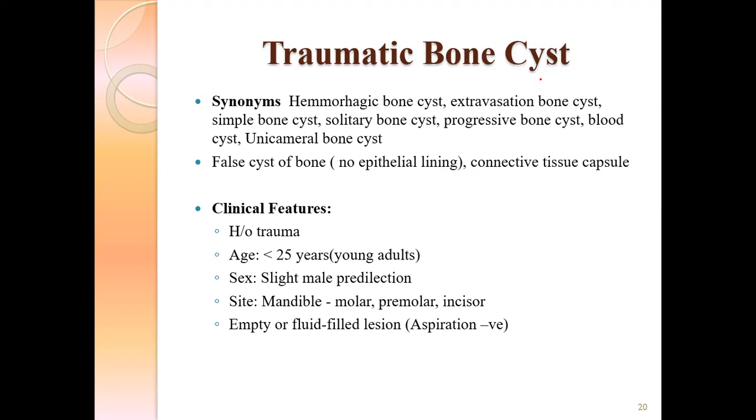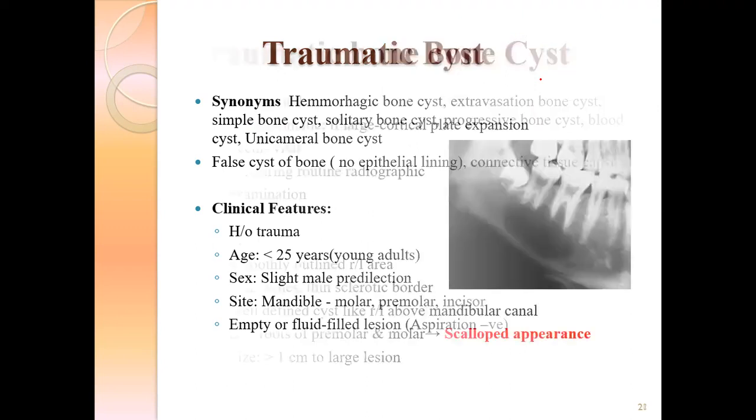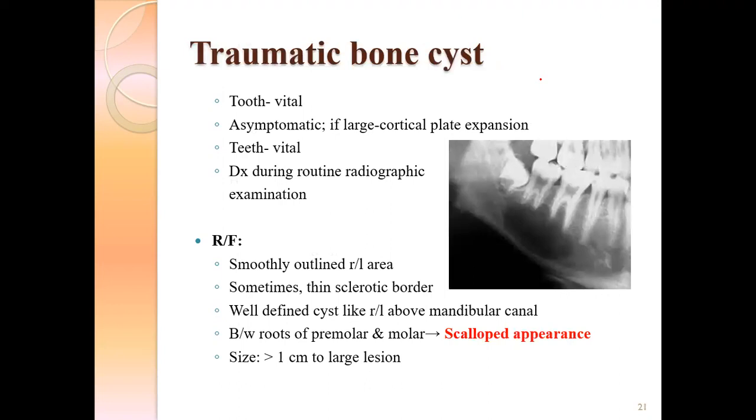On aspiration, it's just a fluid-filled cavity. That is an empty cavity. The tooth will be always vital, asymptomatic, and this lesion is usually diagnosed during a routine radiographic procedure. The radiographic feature includes a smoothly or well-defined radiolucent area. Sometimes it may contain a sclerotic border. And the differentiating feature is that it has got a scalloped appearance.